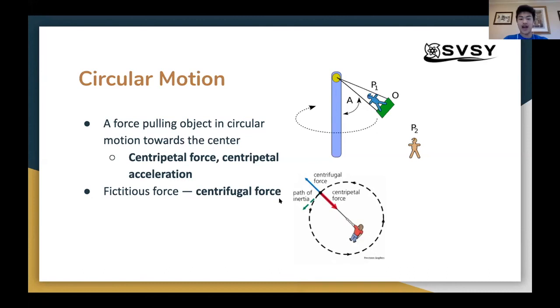This is not an actual force that you experience. It is known as a fictitious force because it is something that you feel, but it's not actually a force that is pulling you in your motion. So centripetal force is towards the center, and centrifugal force is towards the outside, but it's a fictitious force.